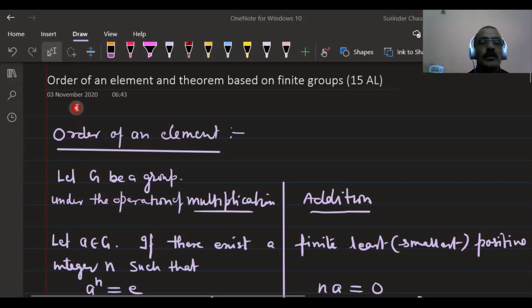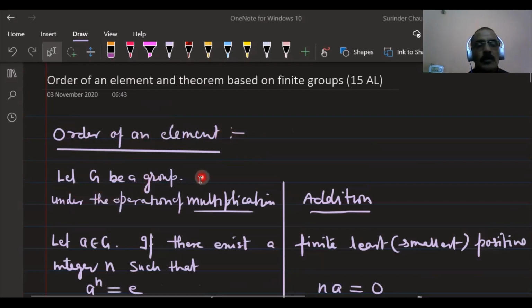Now in this lecture we'll first define the order of an element and then prove something based on the order of an element of a finite group. And we'll discuss finite and infinite groups. So let's define the order of an element in a group.